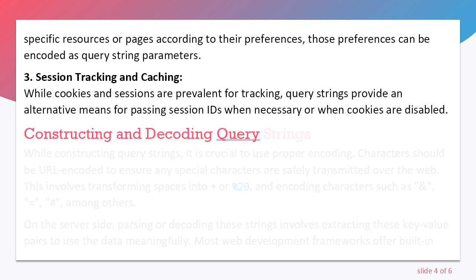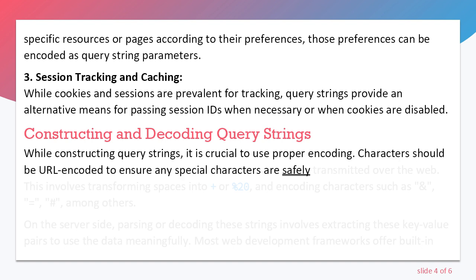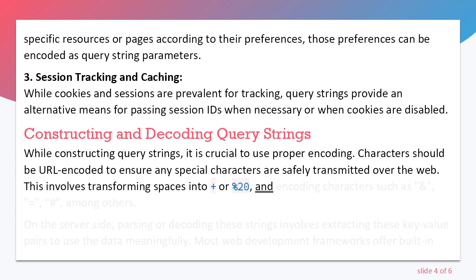Constructing and decoding query strings. While constructing query strings, it is crucial to use proper encoding. Characters should be URL encoded to ensure any special characters are safely transmitted over the web. This involves transforming spaces into plus or %20, and encoding characters such as ampersand, equals, hashtag, among others.